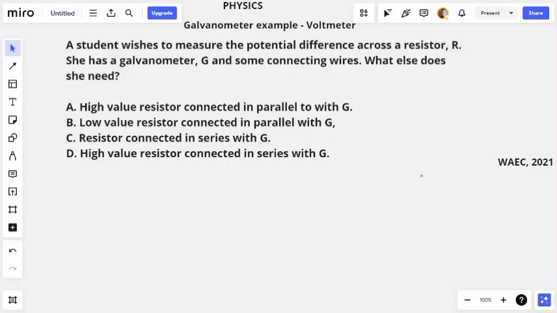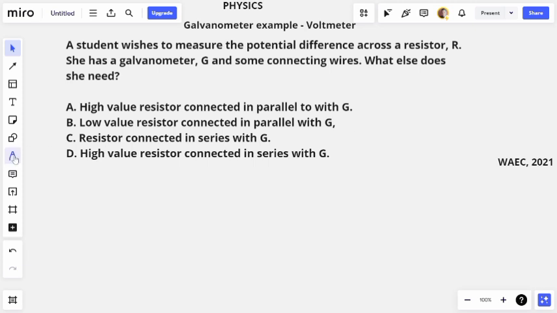Next is a question on the galvanometer, for example the voltmeter. It says a student wishes to measure the potential difference across a resistor R. She has a galvanometer, G, and some connecting wires. What else does she need?